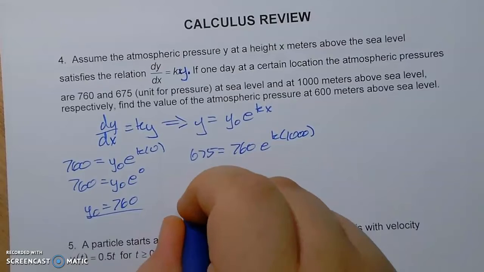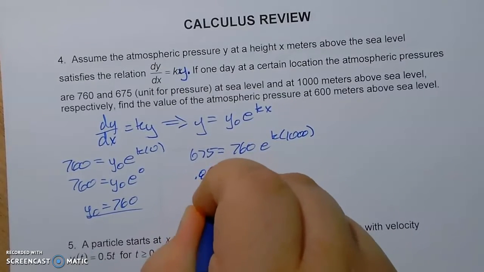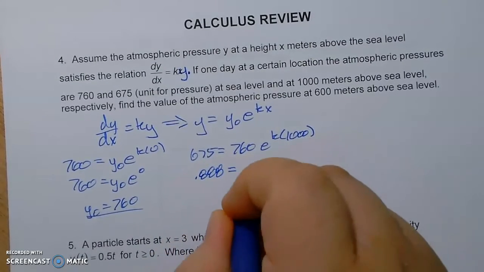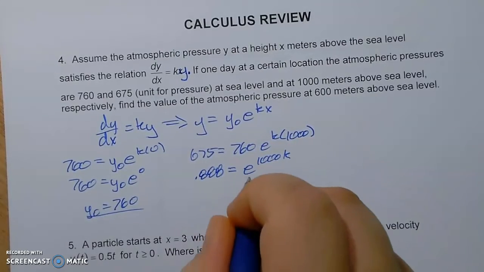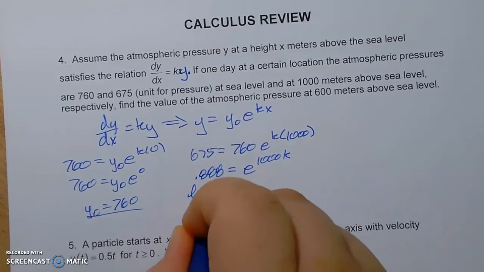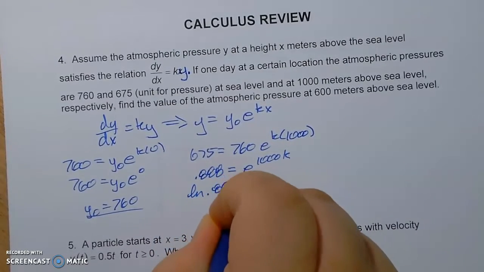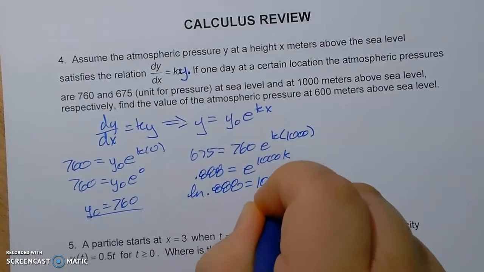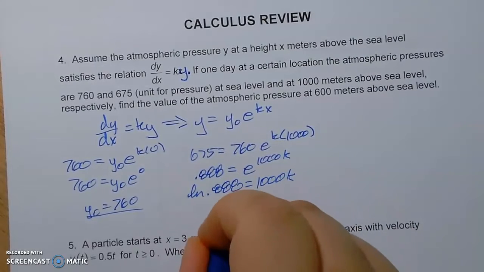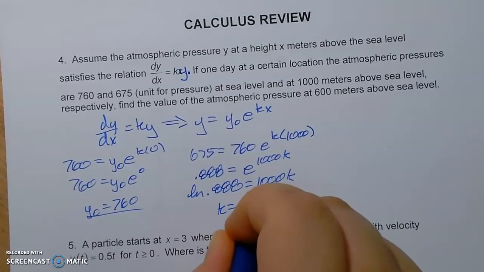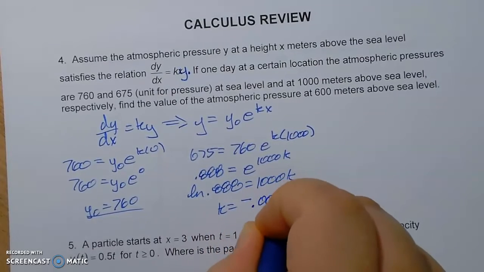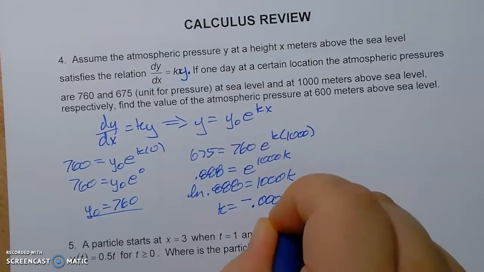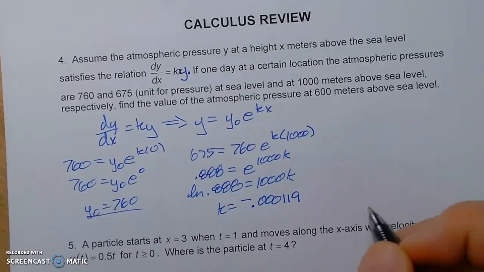We'll divide, we get 0.888. That's kind of cool. e to the 1,000k. Take the natural log of both sides. Equals 1,000k. Divide by 1,000, we get k equals, that'll be a negative, and then 0.000119 for k.